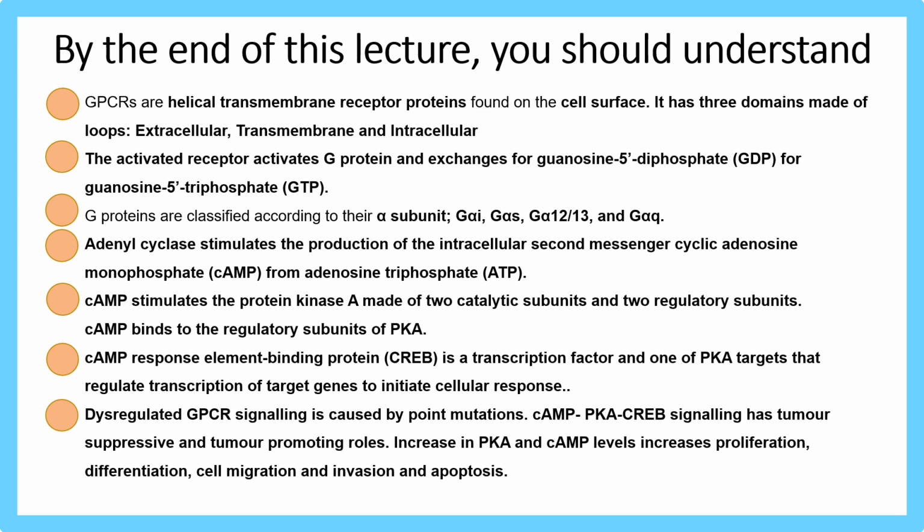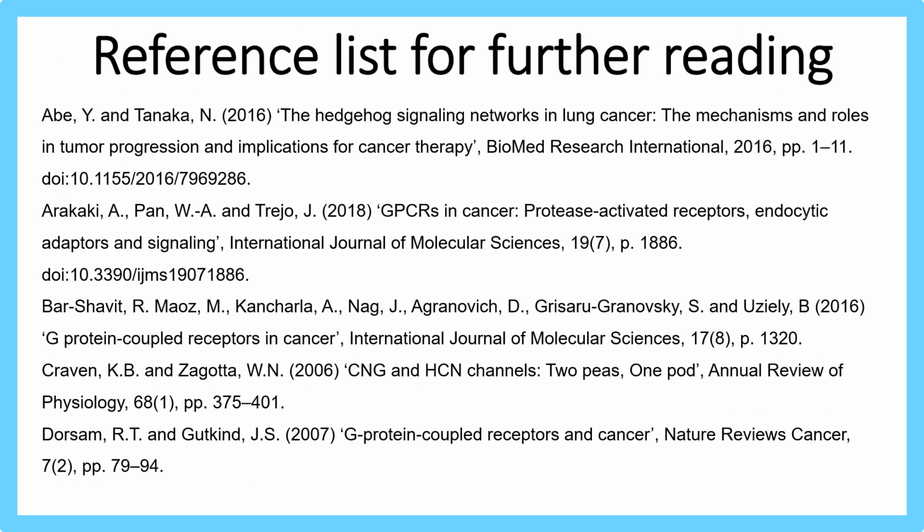The cAMP response element binding protein is a transcription factor and one of the PKA targets, and it regulates activity of target genes to initiate cellular response. So that could involve a lot of, for example, growth, metabolism, angiogenesis, apoptosis, and dysregulated GPCR, one of the causes of this is point mutations. And the signaling pathway itself has tumor suppressive and tumor promoting roles. So increasing the PKA and cAMP does increase proliferation, differentiation, cell migration, invasion, and the ability to evade apoptosis in many cancer types. And here are reference lists for further reading.